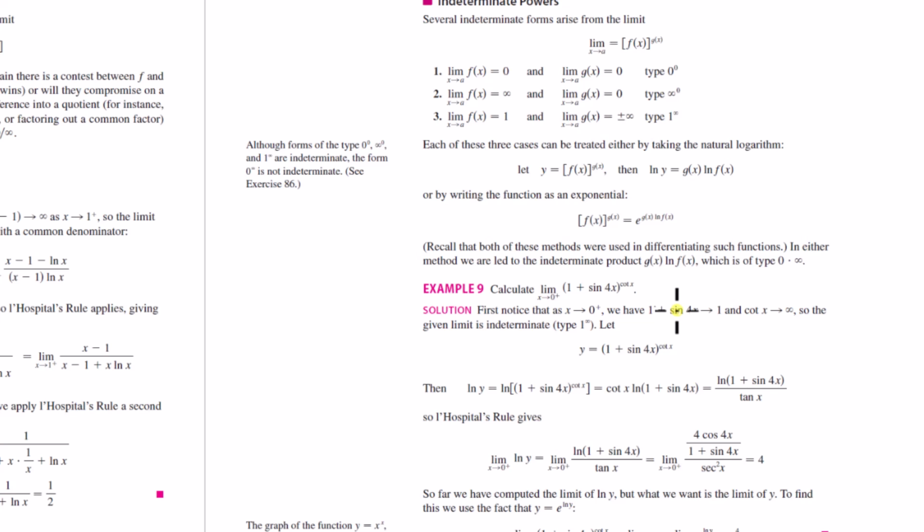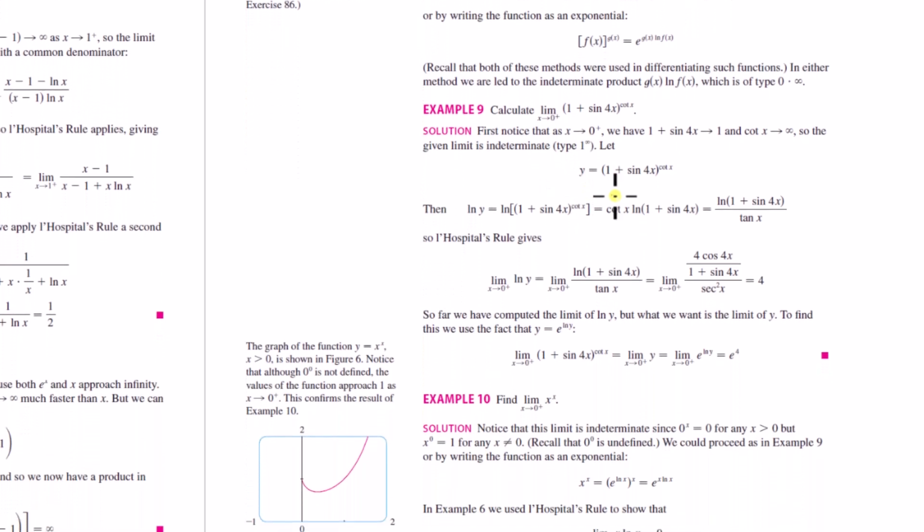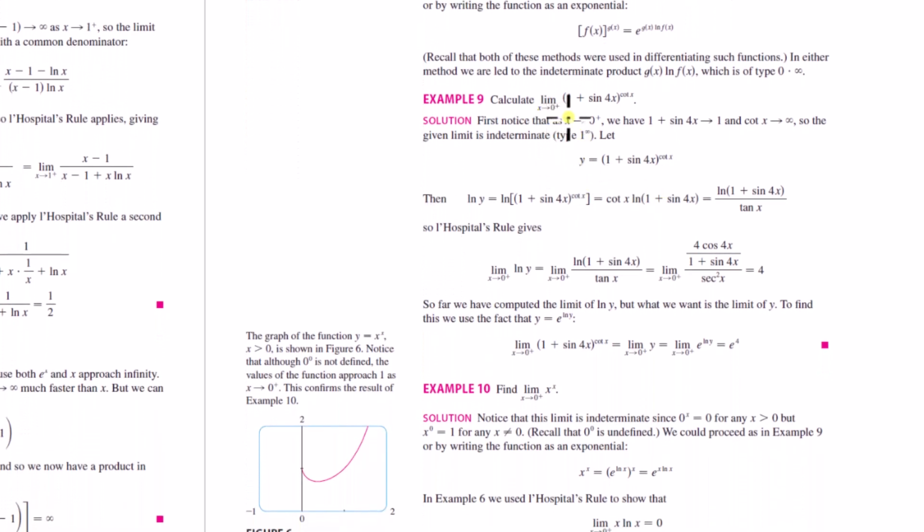And so they give an example here with that. They have this function here. It's 0 to the infinity in indeterminate form. So they write this as y is equal to the function. Take the natural log of both sides. And then now you take the limit of both sides as x approaches 0. And you're able to use L'Hopital's rule here. And with L'Hopital's rule, you get 4.